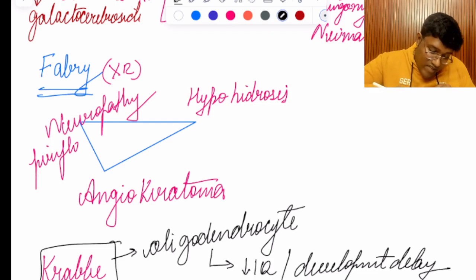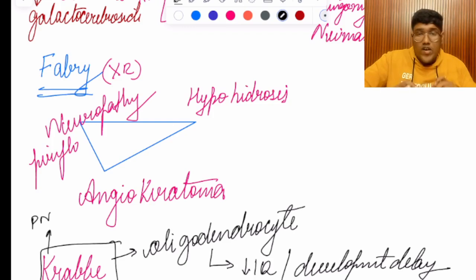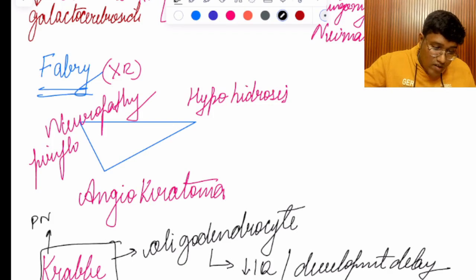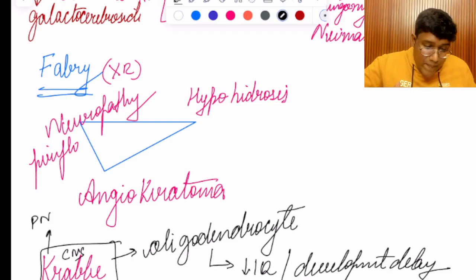Of course, the same symptom as Fabry's is going to be peripheral neuropathy. They will have peripheral neuropathy. So they'll have all the nerve things. Peripheral neuropathy, optic nerve atrophy, and developmental delay. That's it. So Krabbe has everything to do with the CNS, remember, as well as peripheral neuropathy, which is the common thing with Fabry's. Okay, now let's go to the other diseases.